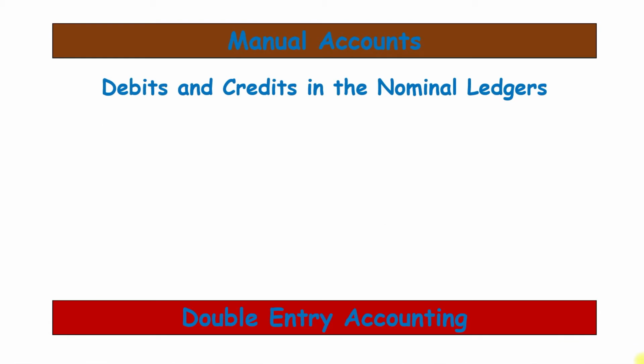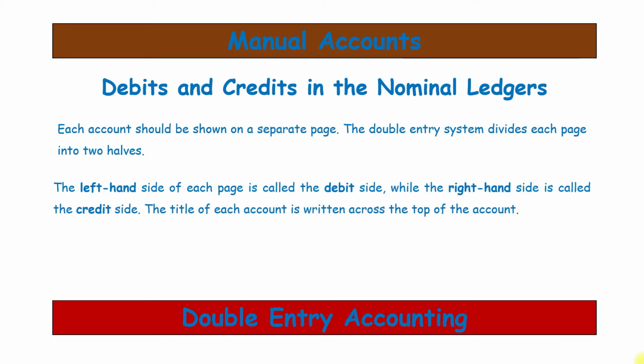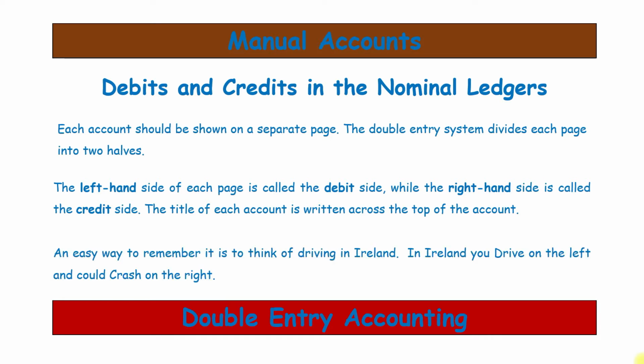Each nominal account will have its own separate page, divided in two halves. The left-hand side of the page is the debit side, the right-hand side is the credit side, and the title of each account is written across the top. Remembering which side the debits and credits go on is important. It may help to think that in Ireland we drive DR on the left and we might crash CR if we drive on the right.